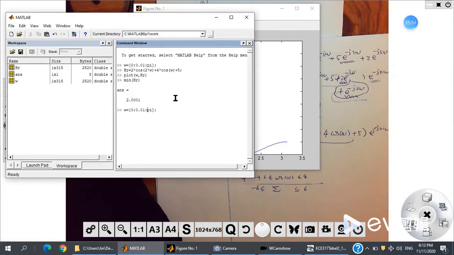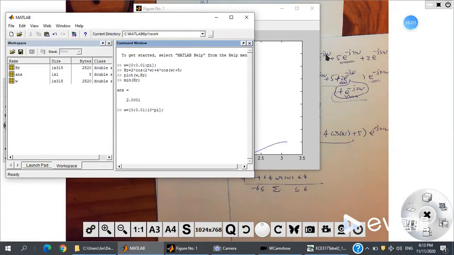pi. If I give 10 pi, that means we have 5 cycles, right? Every 2 pi is 1 cycle. 10 pi is 5 cycles. I don't need too much, and using 3 cycles will be fine. Then we can see how it looks like, right? 6 pi, that is 3 cycles.